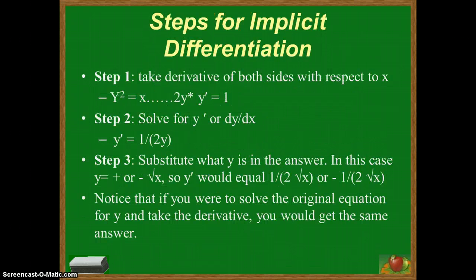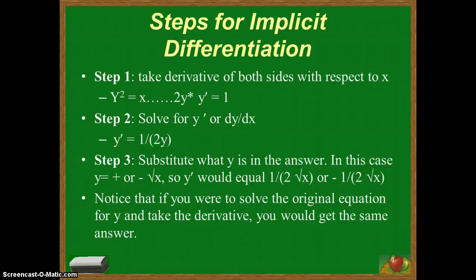In steps, remember, break things down into steps. It's a lot easier. For step 1, take the derivative of both sides with respect to x. So y squared equals x is our equation. We take the derivative of the left side, which I just said, 2y, the derivative of the outside function, times y prime, the derivative of the inside function. The derivative of x would be 1. Step 2, solve for y prime, which is actually dy/dx. y prime equals 1 over 2y.